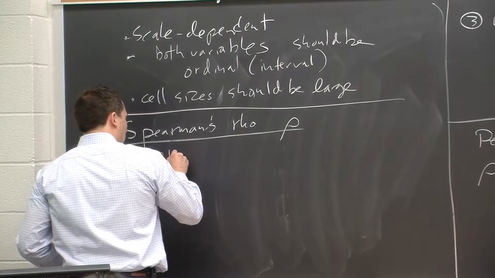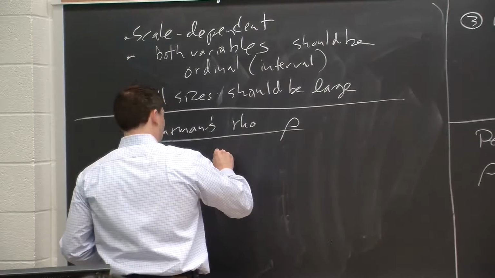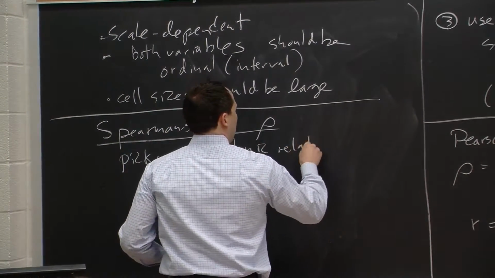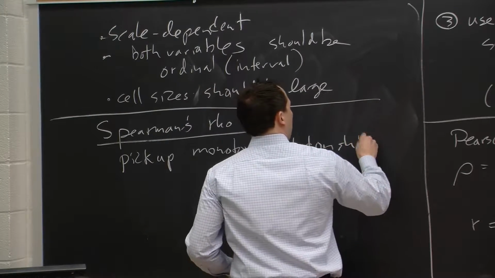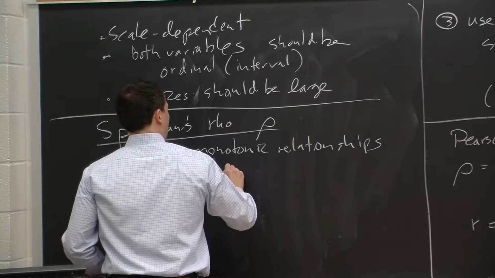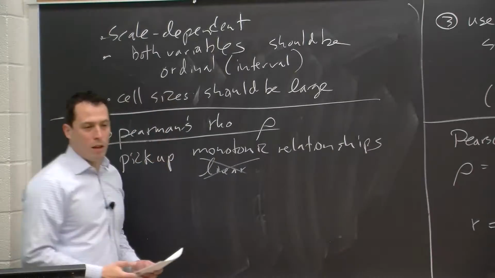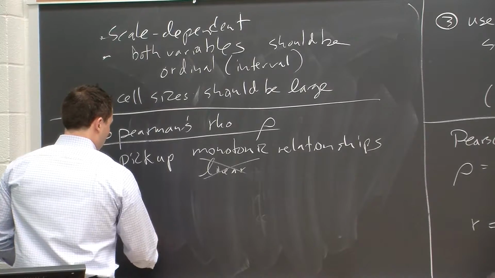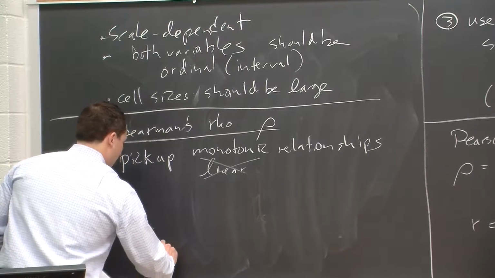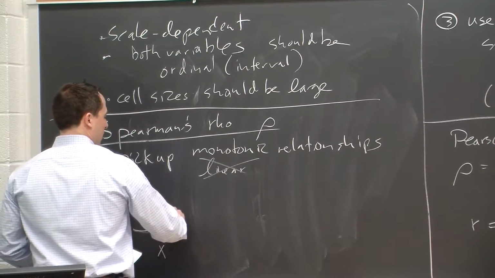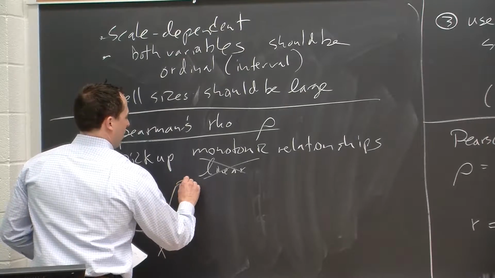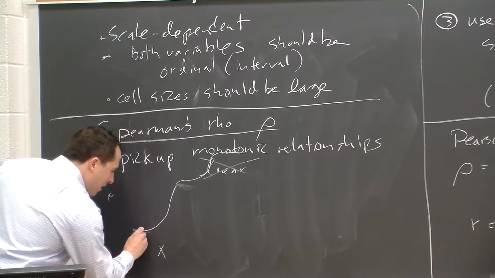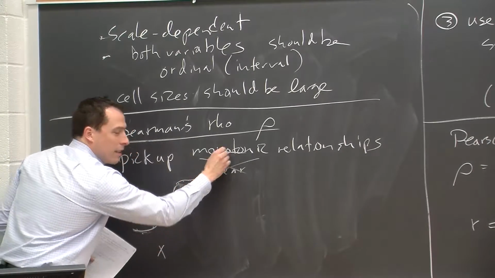So the goal is to pick up monotonic relationships in the data instead of linear. Whereas the other one was linear, we're just trying to pick up that. So in other words, if I have some crazy function where this is x and this is y, and I don't know, it's like that or something, right? And it's very tight around some curve, like that.